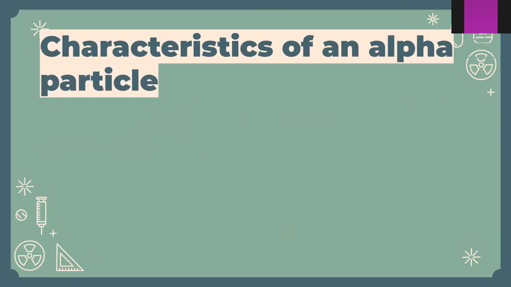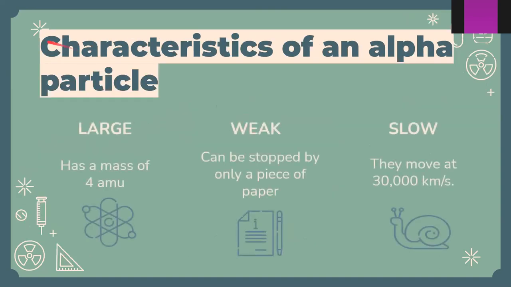Well, like Shasha mentioned earlier, they are large. They have a mass of 4 AMU, which to me and you is quite small since it's like the size of a helium particle. But against beta and gamma, it's quite big. They're also weak in penetrating power, which means they can only be stopped by a piece of paper.